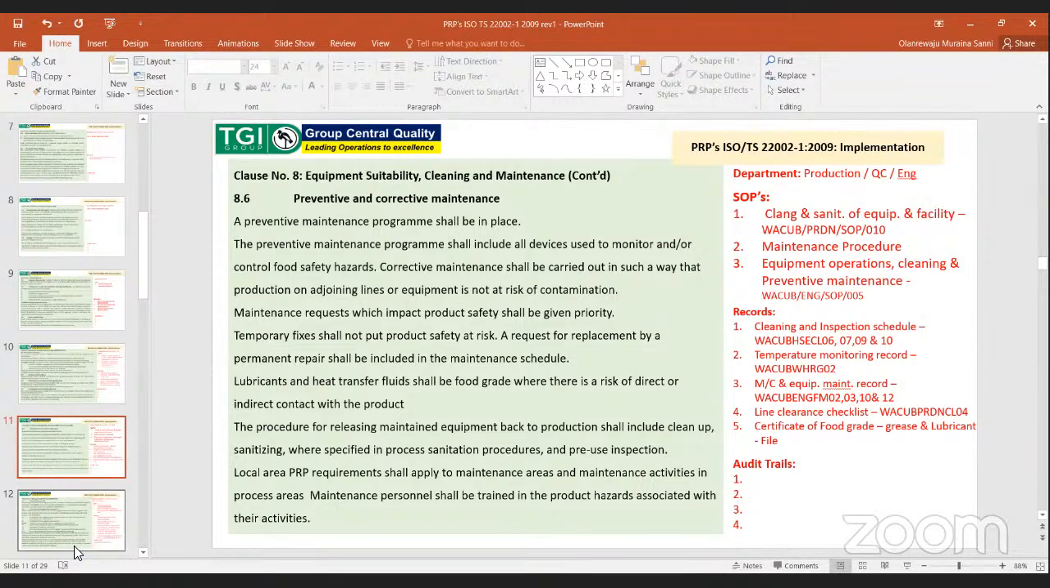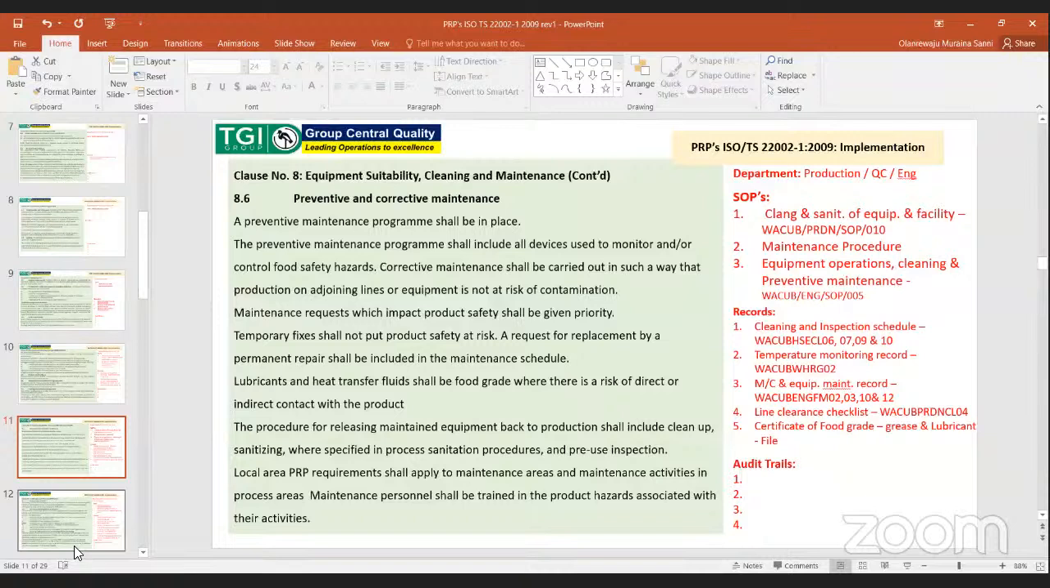I've said it before. So the records we were able to identify are cleaning and sanitation equipment record, maintenance, preventive maintenance too, the cleaning inspection schedule, temperature monitoring machine, then line clearance checklist. That is, before we start production, as a cleaning process, we need to have a clearance that the line is suitable for production.